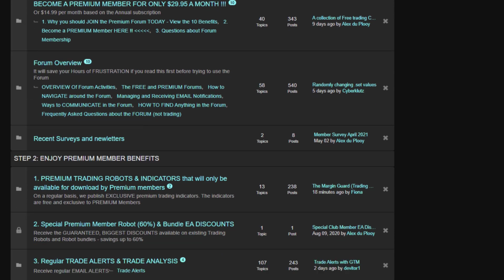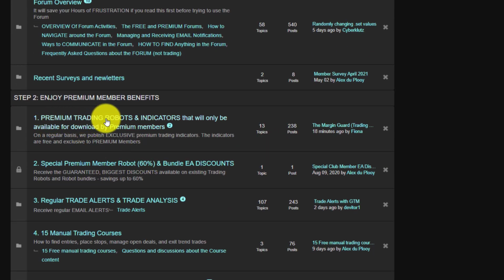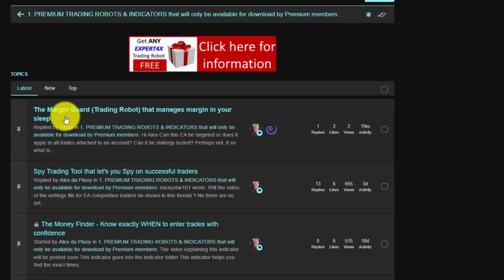If you go down to the benefits, you'll see number one benefit is premium trading robots and indicators. So there's a whole long list of indicators and EAs that you can download as a member of this forum, and I'm going to just click on that, and there is the margin guard. We call this the margin guard. It is a trading robot. It monitors your whole account, so you might have a few other EAs running, but it will monitor your whole account to make sure that your account doesn't run into margin call problems, and it will manage your account while you sleep.